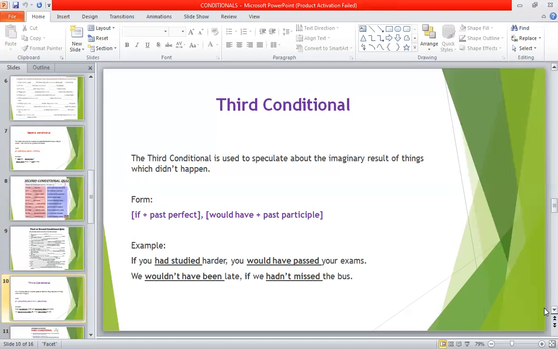Here the form is one clause of the sentence is past perfect. Past perfect means had plus past participle. What about the second clause? The second clause is would have plus past participle.